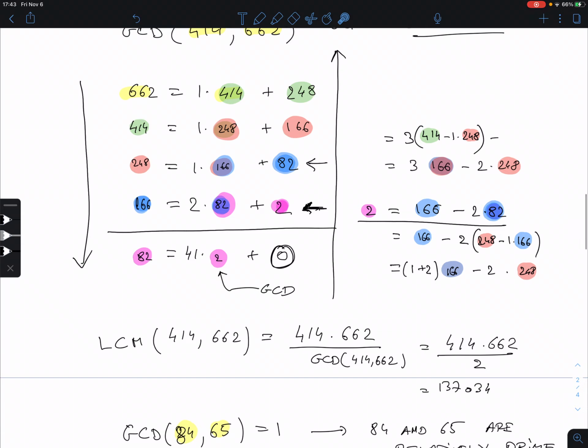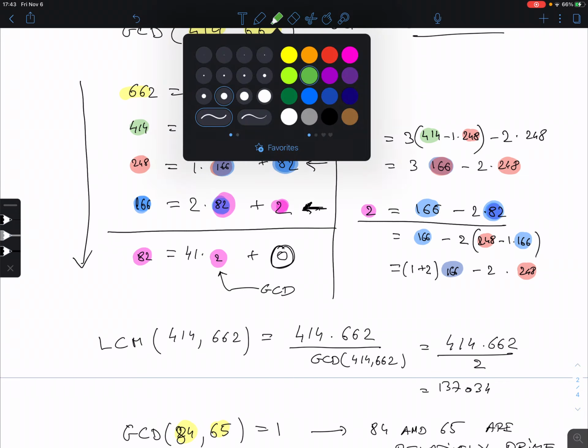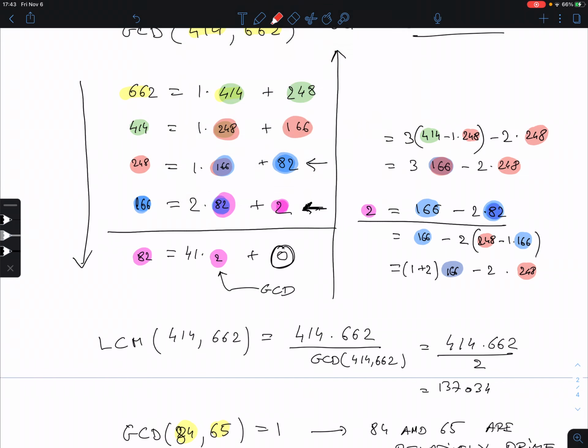So -2 times, oh, sorry. So I just copy this now. I'm not doing anything with that yet. So this is red, right? I have now 2 reds here, so I should combine them, right? These 248s, I should combine them, okay?